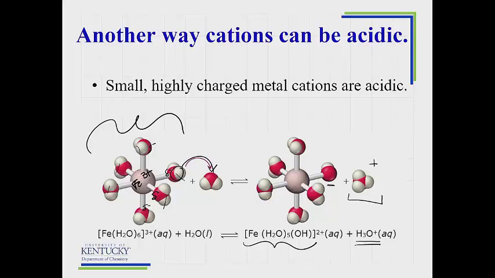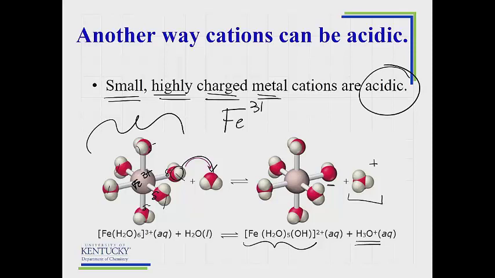So that is how a small, highly charged metal cation can be acidic. It's not the Fe3+ by itself that's acidic. It is this whole conglomeration that forms in the water that then becomes acidic. So you could take an iron nitrate solution, like was written on the previous slide, and put a piece of pH paper in there or a pH probe, and you would see that indeed the solution is acidic.